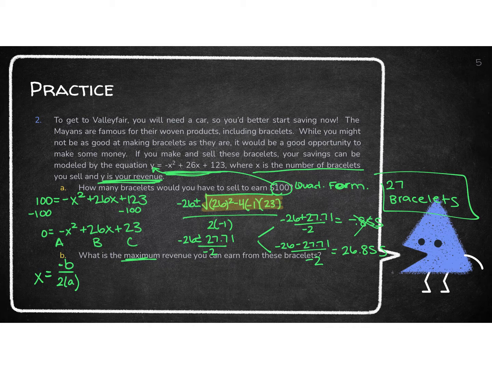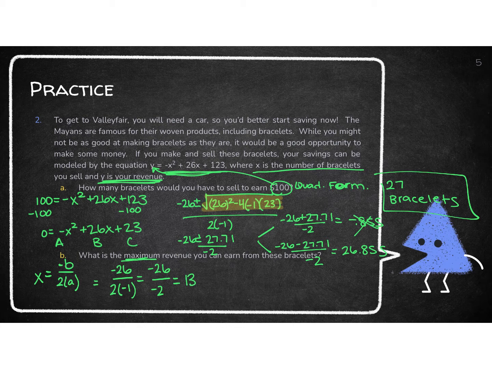Back to the original, opposite of b. Well, if b is 26, the opposite of 26 is negative 26, divided by 2 times a, which is negative 1. So if I do that, I'm going to get negative 26 divided by negative 2. My x value is going to be 13.